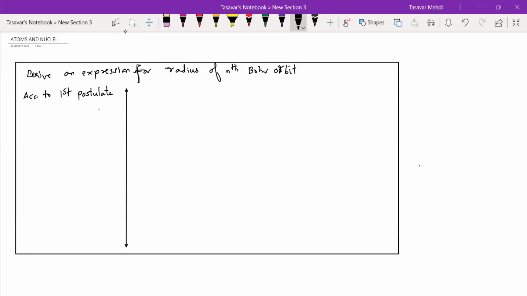So according to first postulate, I will write, dear students, the centripetal force is being provided by which force? Electrostatic force. What is the formula for centripetal force? mv square by r. What is the formula for electrostatic force? K q1 q2 upon r square. एक आर क्या हो जाएगा? Cancel. Can I write v square as k q1 q2 upon r into m?